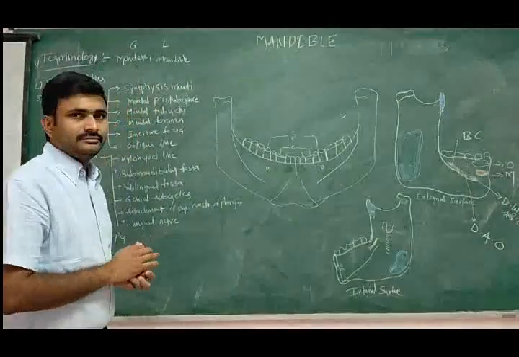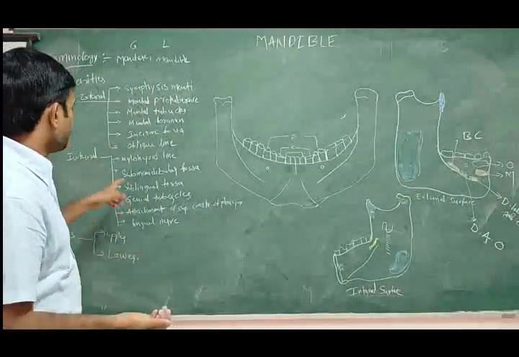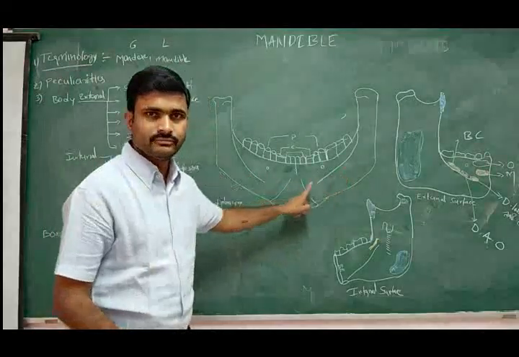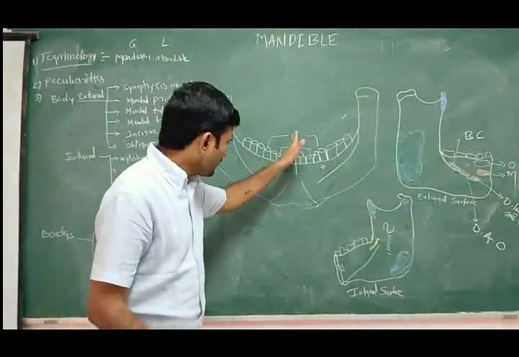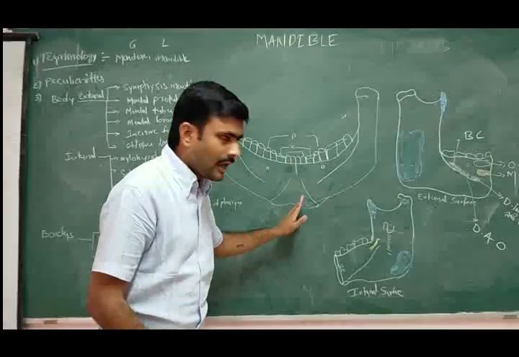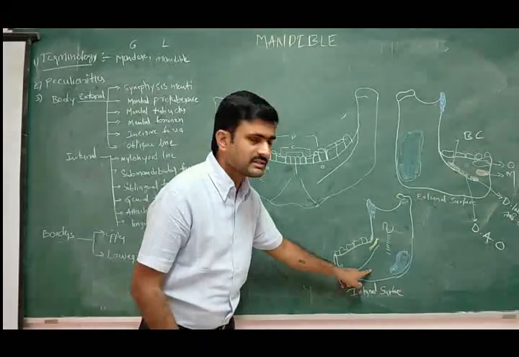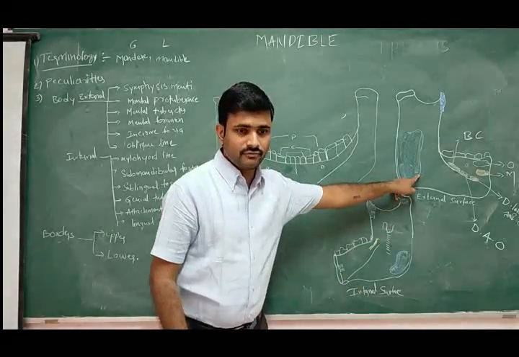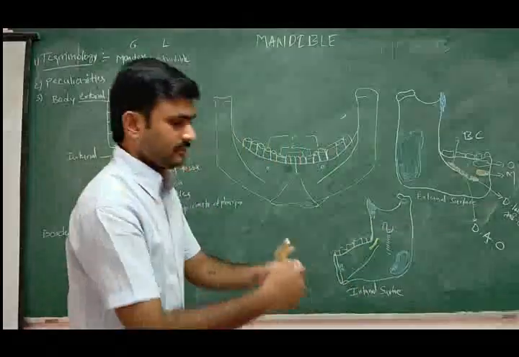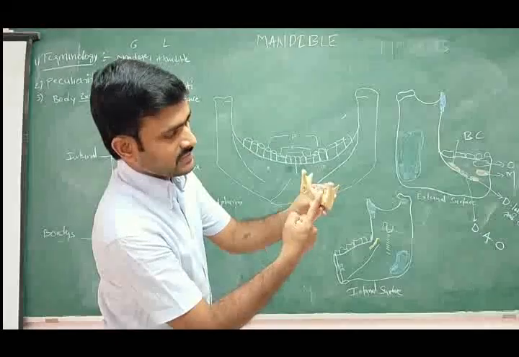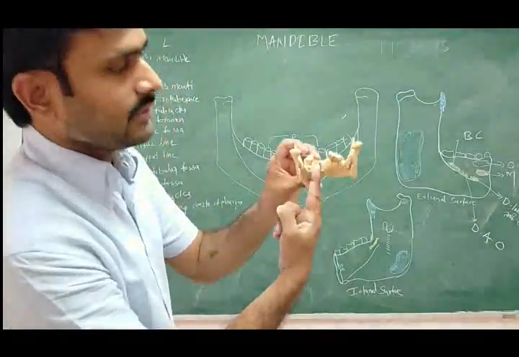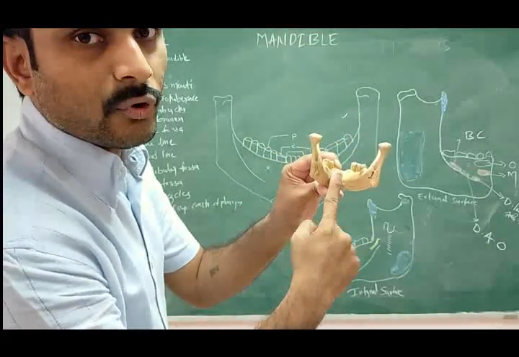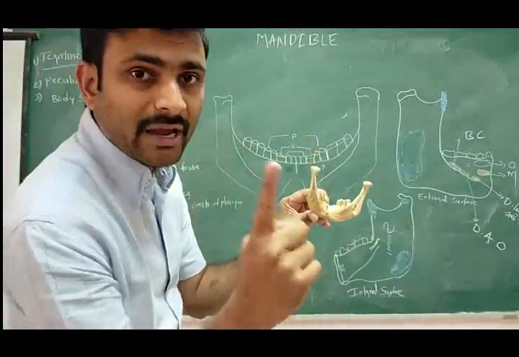The next part is the internal surface. Now we have completed the external side. Clear? Now I am cutting at this place. I am showing the medial surface. This is called the internal surface, and this is the lateral surface of one half. See, this is the internal surface of the body of the mandible.